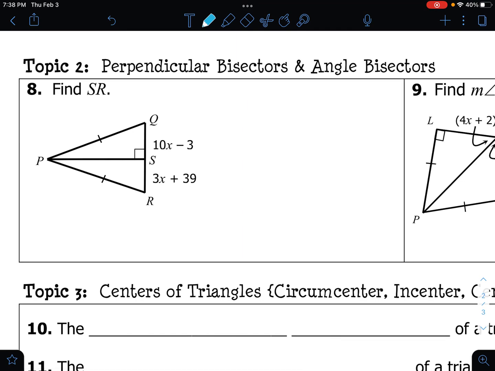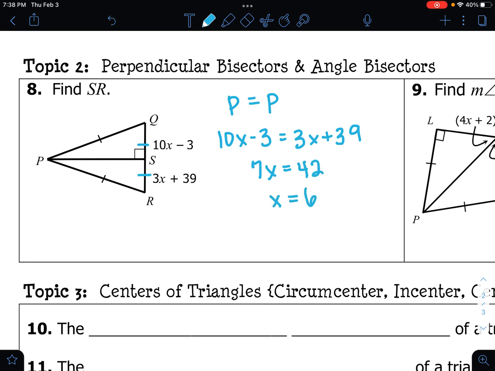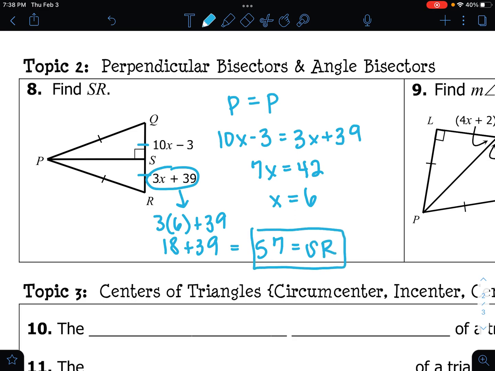Number 8, find SR. Don't forget these are congruent. Part equals part. Subtracting 3x from both sides, I get 7x. Adding 3 to both sides, I get 42. Dividing both sides by 7, I get x equals 6. And then we're going to plug it back in for SR. What's that? 18 plus 39. 57 equals SR.